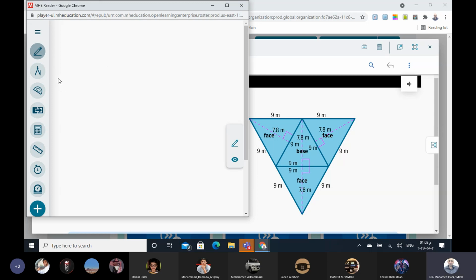Okay, check with me, please. The surface area: start from the base. As you see the base here is a triangle. How to find the area of the triangle? We have the formula. Write the formula 1/2 times B times H. Great. So the base of the triangle here will be 9, so times 9. Then the height of the triangle will be 7.8.